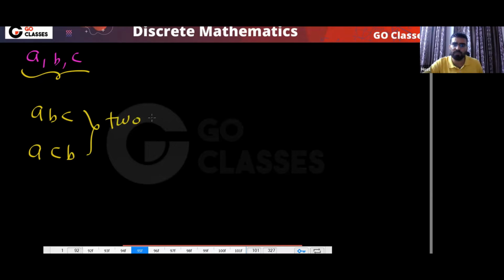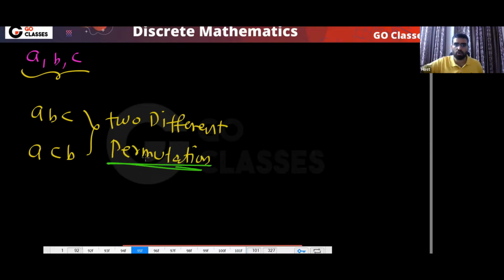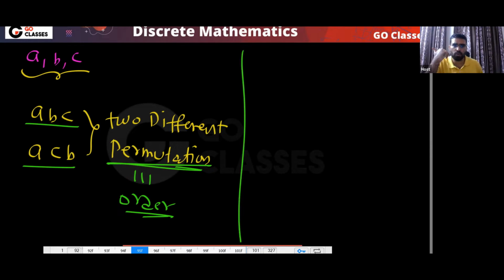For example, if I give you these three elements, A, B, C, then ABC is a permutation. ACB is another permutation. These are two different permutations because these are two different orders. In a permutation, it matters what the order is. Permutation basically simply means order. Here B is coming before C, here C is coming before B. So these are two different orders.